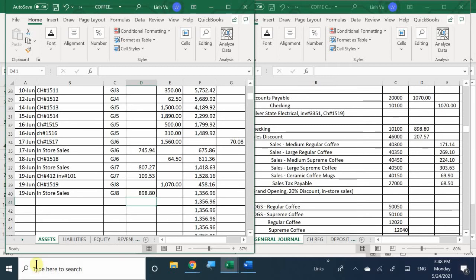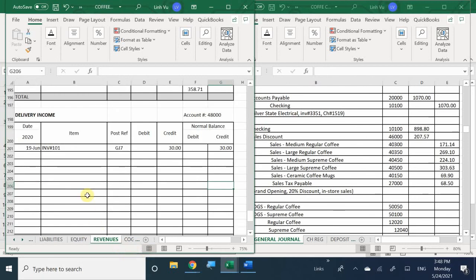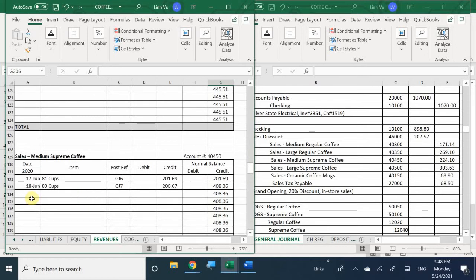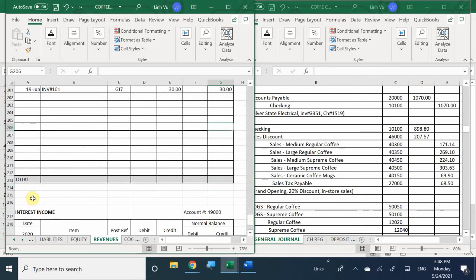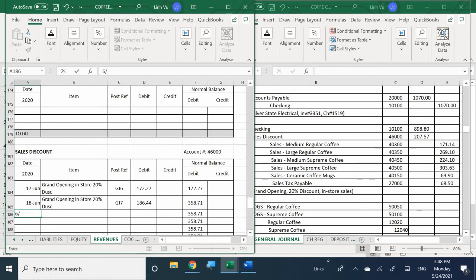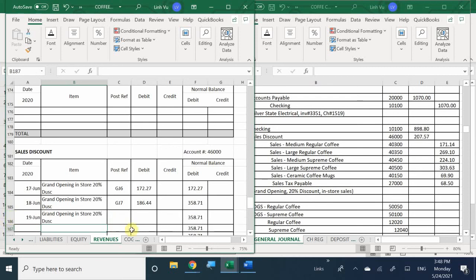And I went to my sales discounts. Sales discounts: GJ8 and 207.57 in debit. She had 566.28. Good.